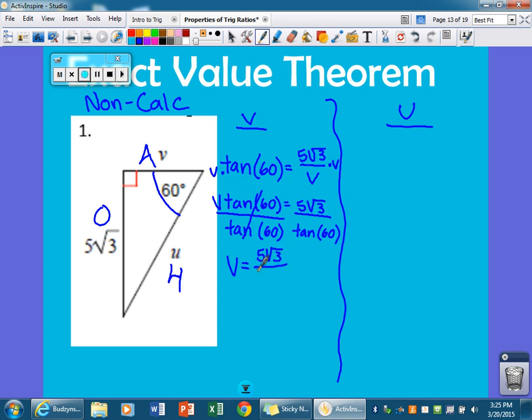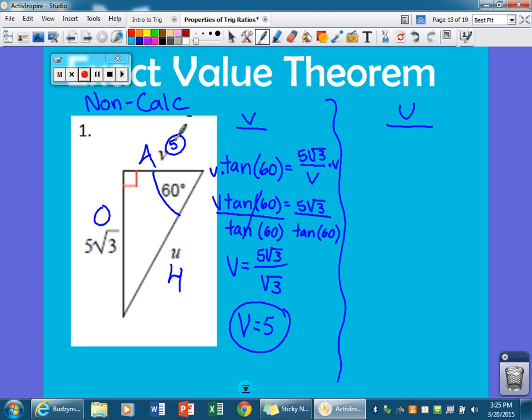And now we can look back at our table. What is tan of 60? Oh, it's square root of 3. So now we can simplify this. The square root of 3's cancel out, so B is just 5. And then that's our final answer. So if you want, you can put a 5 here.